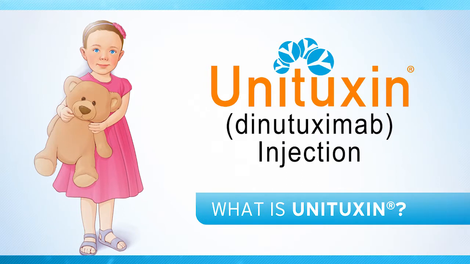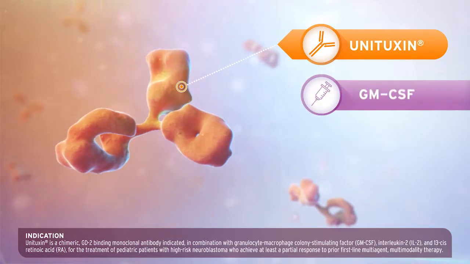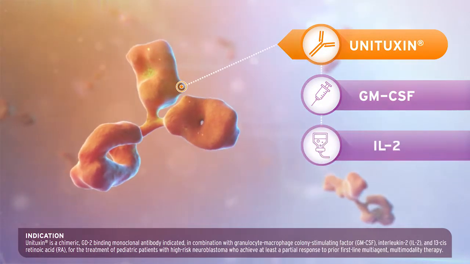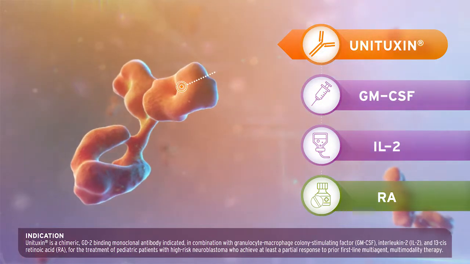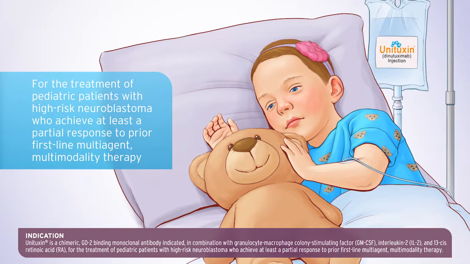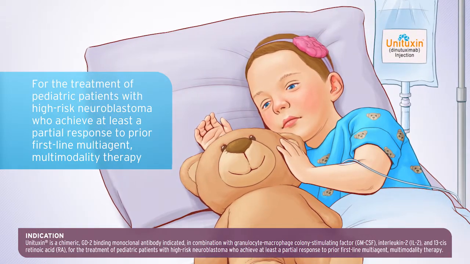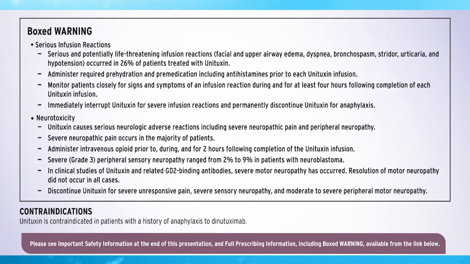What is Unituxin, dinutuximab? Unituxin is a chimeric GD2 binding monoclonal antibody indicated in combination with granulocyte macrophage colony stimulating factor, GM-CSF, interleukin-2, IL-2, and 13-cis retinoic acid, RA, for the treatment of pediatric patients with high-risk neuroblastoma who achieve at least a partial response to prior first-line multi-agent, multimodality therapy. Unituxin has a boxed warning, which includes serious infusion reactions and neurotoxicity.